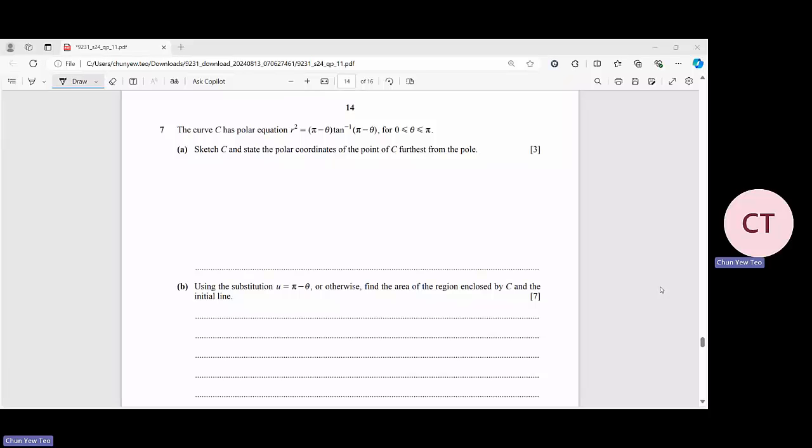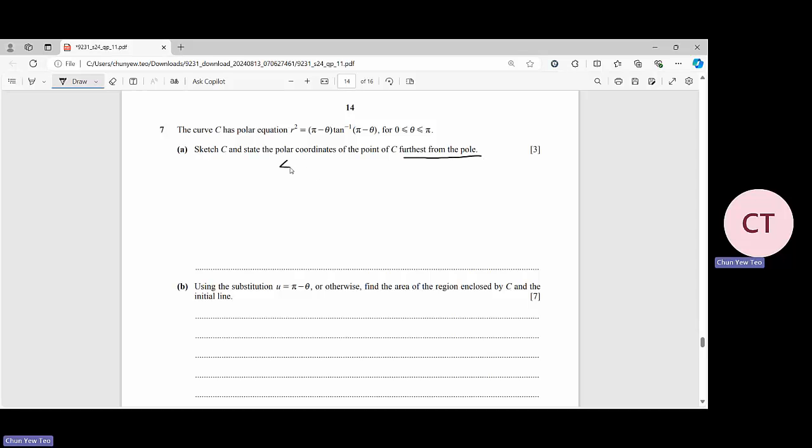Okay, now we take a look at question number 7. Sketch the curve C. They're giving you C as r squared equals (pi minus theta) arctangent of (pi minus theta), where theta is from 0 to pi. Sketch C and state the polar coordinates of the point furthest from the pole.